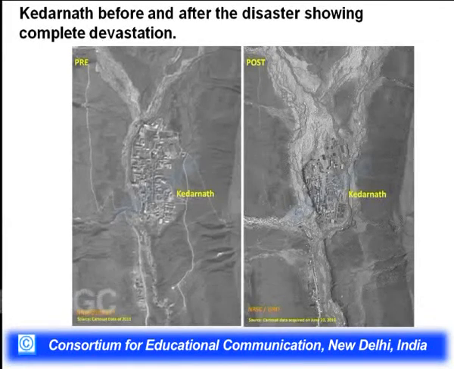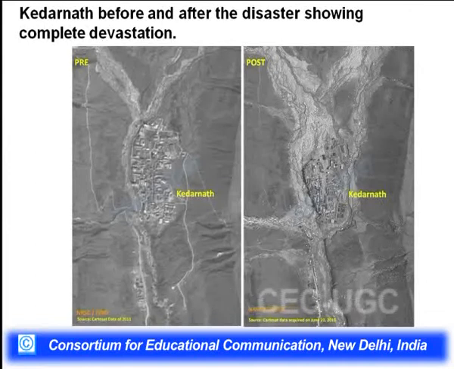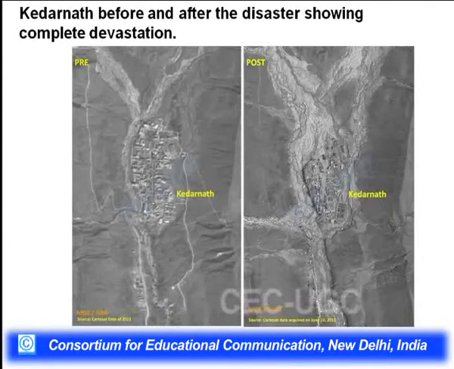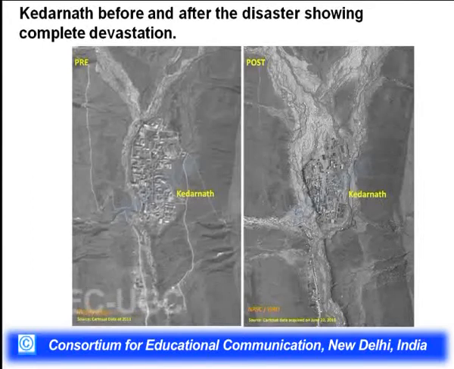Here I would like to bring before you the Bhuvan data, NRSC. Kedarnath before and after the disaster, showing the complete devastation. You can understand from your own perception the pre-time and the post-time, how the different buildings were washed away. And in such a sloping area, such a narrow valley, it was very difficult to locate the people.